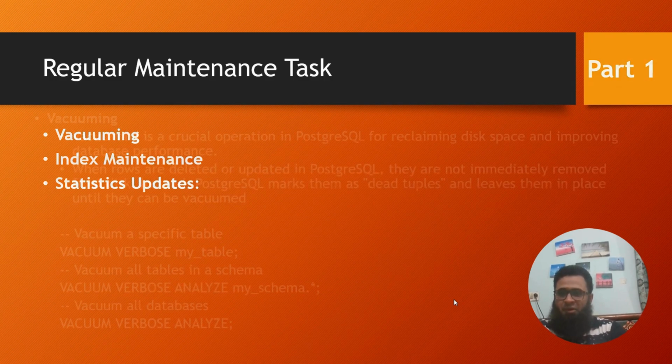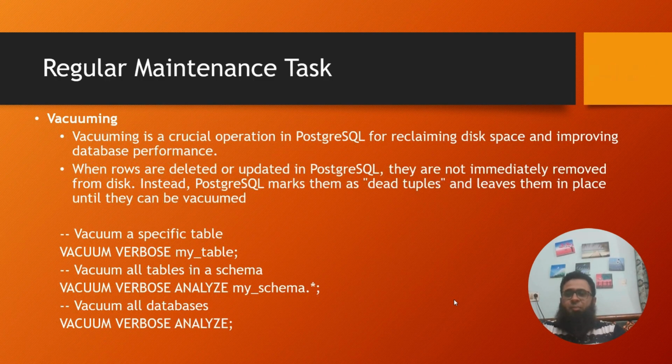Now first, let's discuss vacuuming. Basically, vacuuming is an operation. Why do we do this operation? When we perform delete and update on a table, Postgres does not remove the row from the disk immediately. At this time, Postgres marks these rows as dead tuples, and leaves them in place until they can be vacuumed.